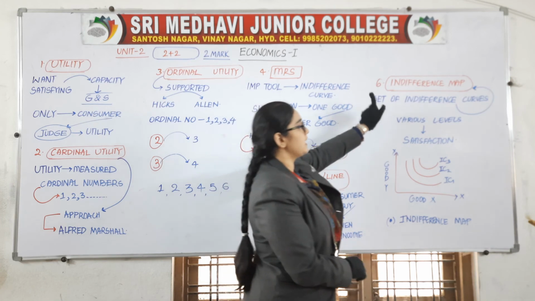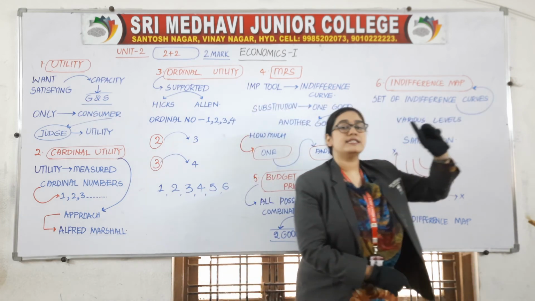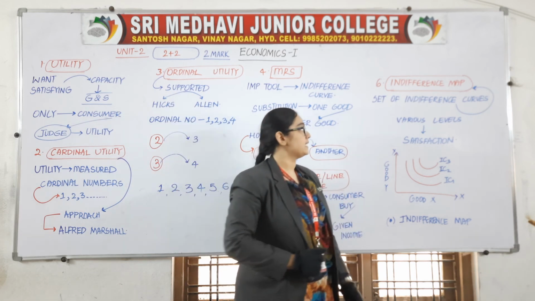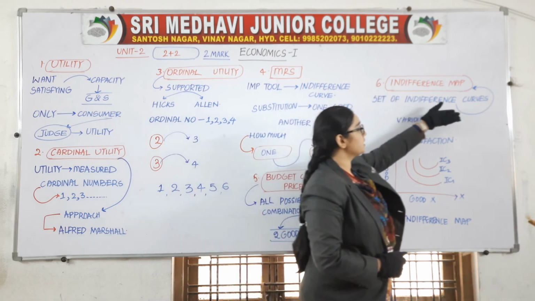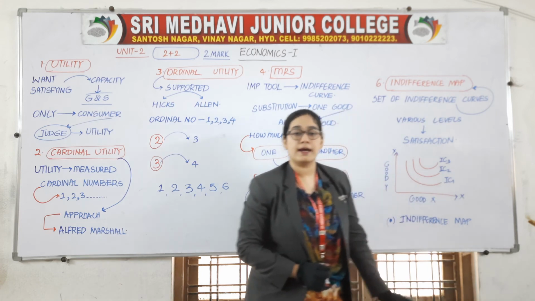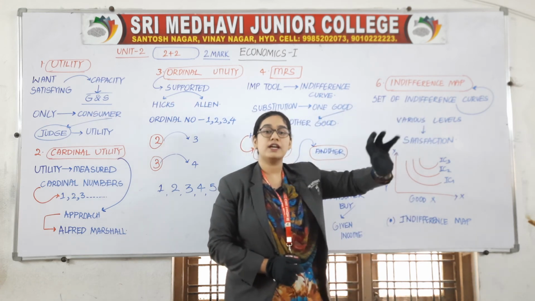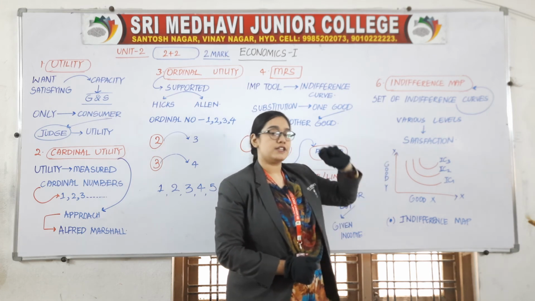The sixth one is indifference map. This is the last definition of our unit number 2. Let us see. The set of indifference curves is known as indifference map. What is an indifference map? The set of indifference curves is known as indifference map.